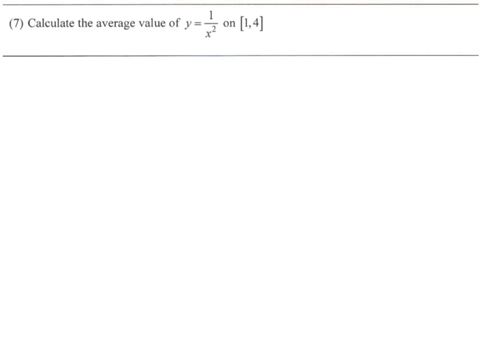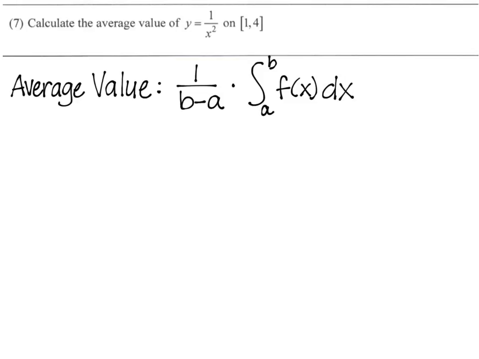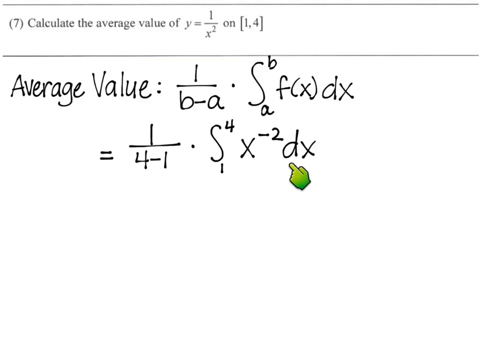The average value formula that we were given is 1 over b minus a, the difference of the interval, times the integral from a to b of f of x. So in this problem, that's 1 over 4 minus 1. And then we have the integral from 1 to 4. And I wrote that as a power. Instead of 1 over x squared, I wrote x to the negative 2 because we have our power rule.